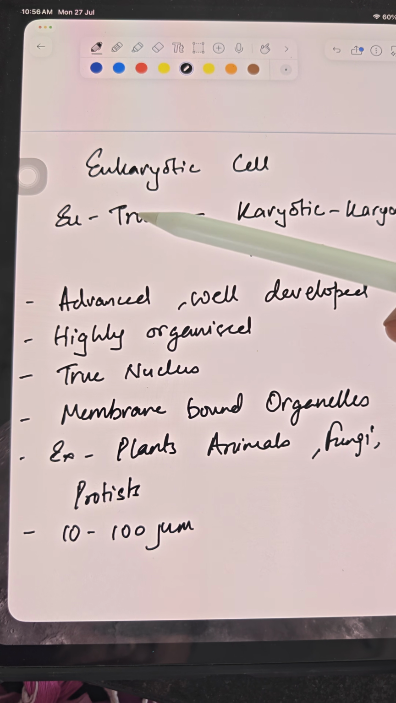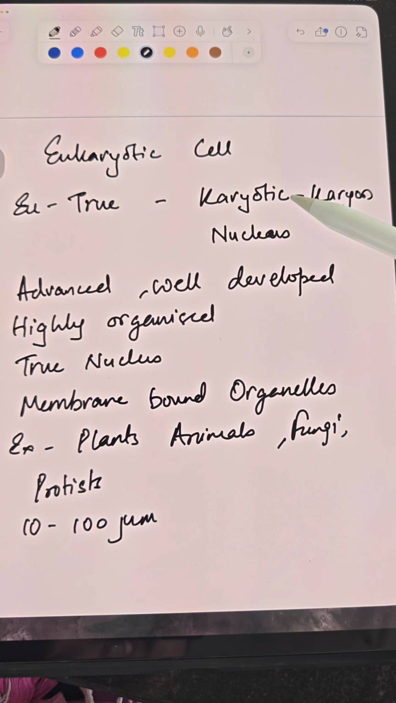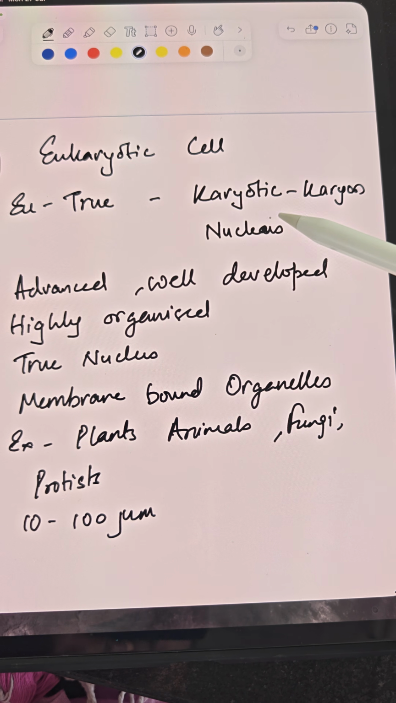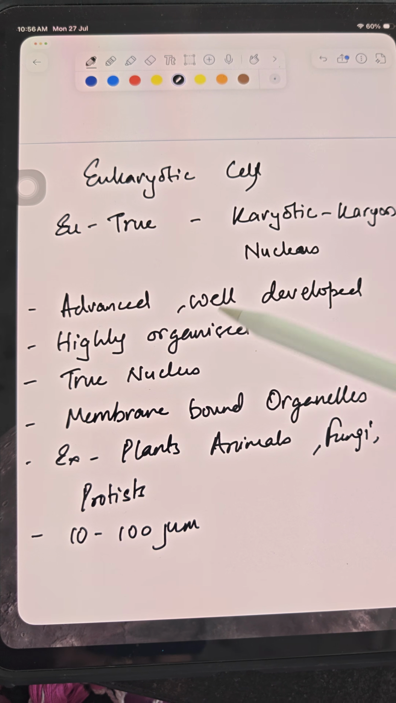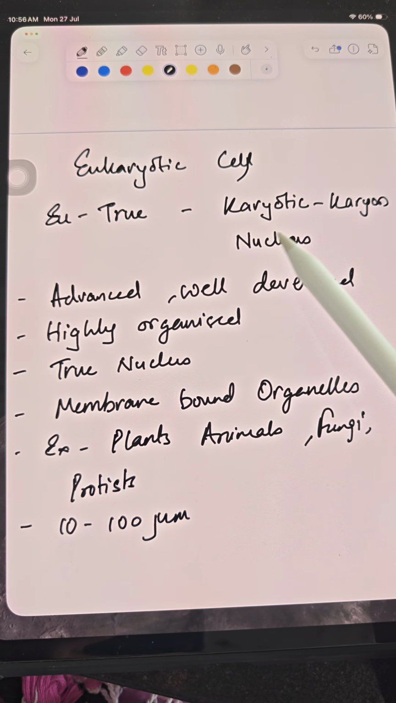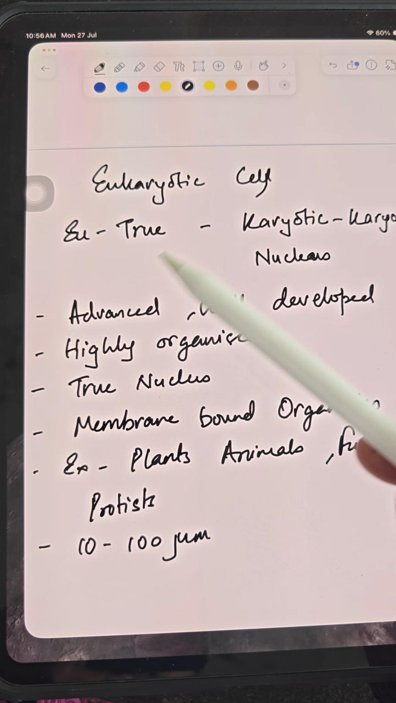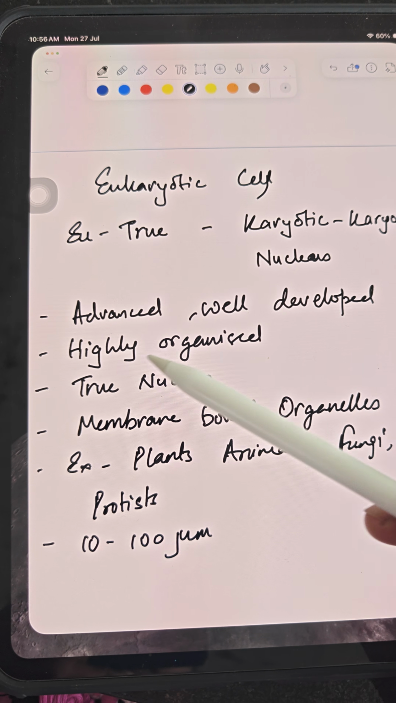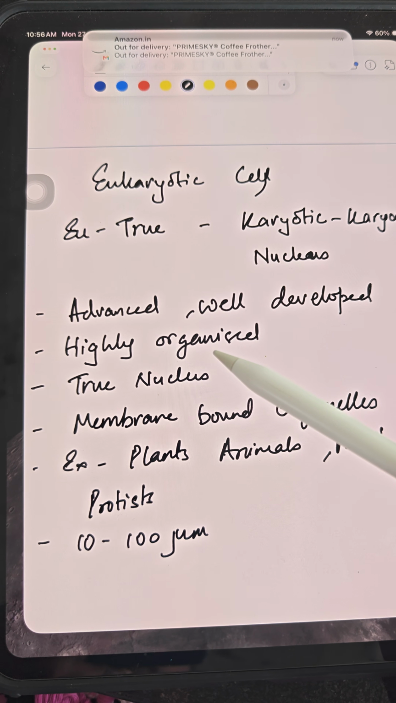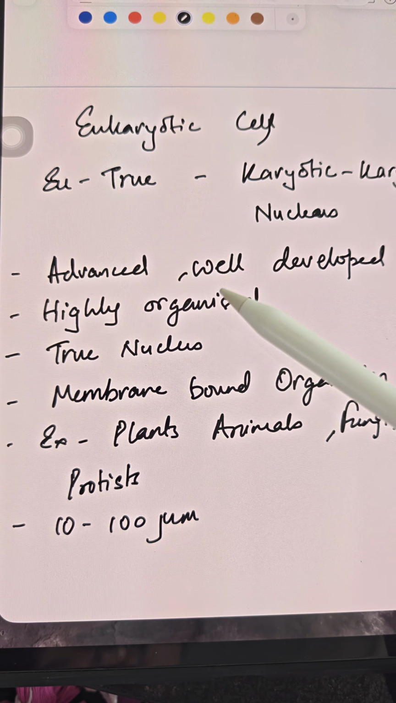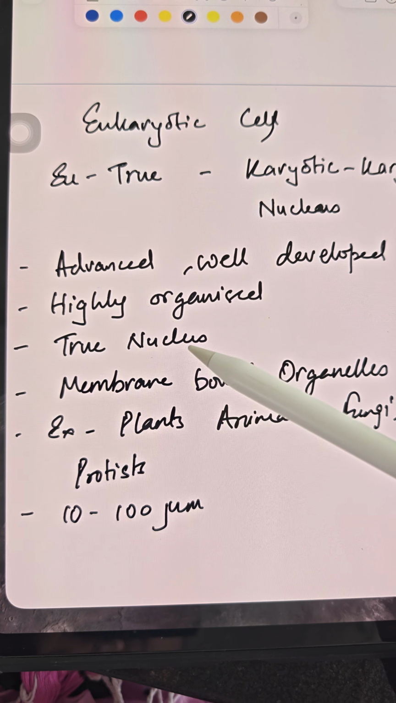So eukaryotic is derived from two words: eu means true and karyotic means nucleus. So any cell which has a well developed nucleus is called a eukaryotic cell. It is more advanced as compared to the prokaryotic cell. It is highly organized. Why is it said to be highly organized? Because it has all the cell organelles well developed, plus it has a true nucleus.